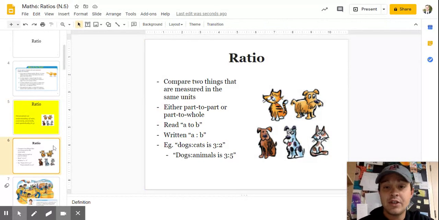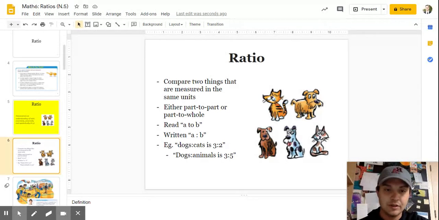Here is a definition of ratio. A ratio compares 2 things that are measured in the same units. You can have either part to part or part to whole ratios. They're read A to B, and they're written A colon B. Is that a colon? A, that mark, B.